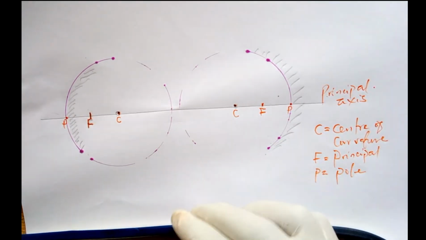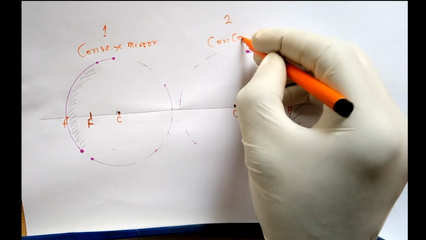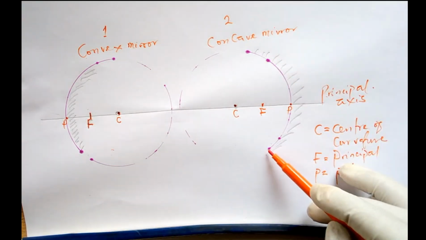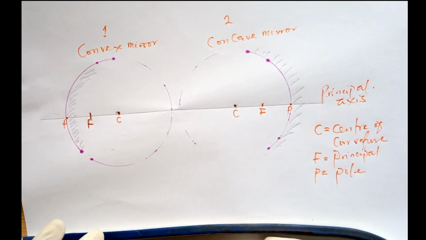These two mirrors we have in here have a name: the convex mirror and the concave mirror. You can see the way it's curving inward, so it's called a concave. This is convex. Let's proceed to the drawing.